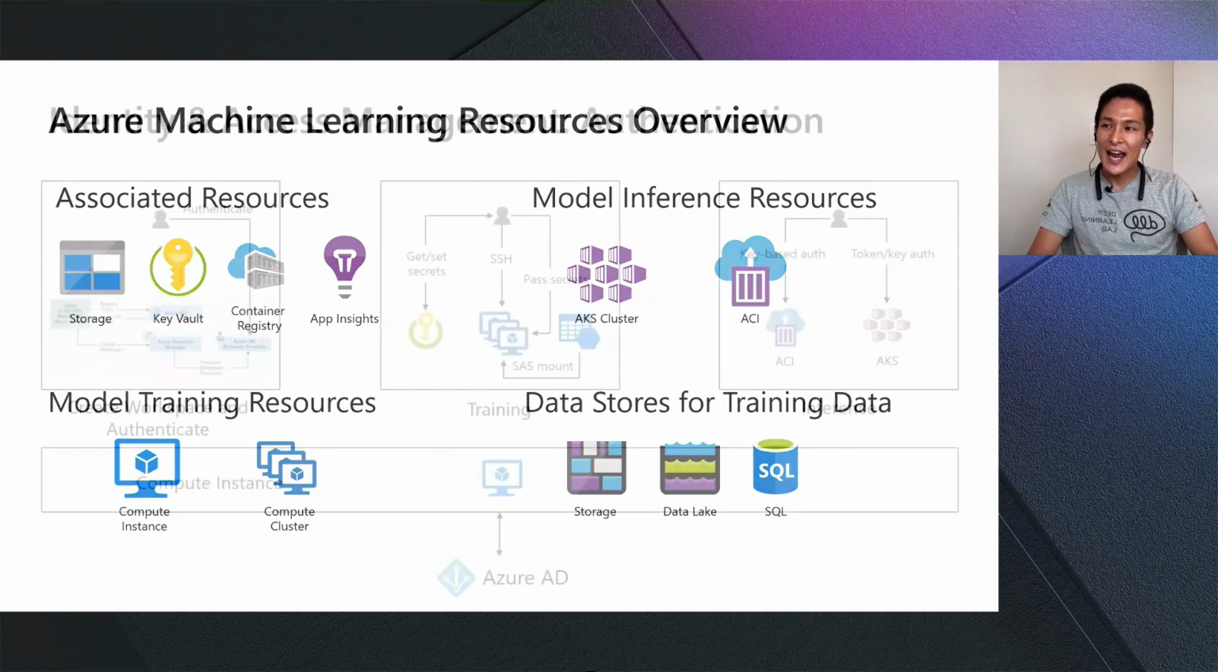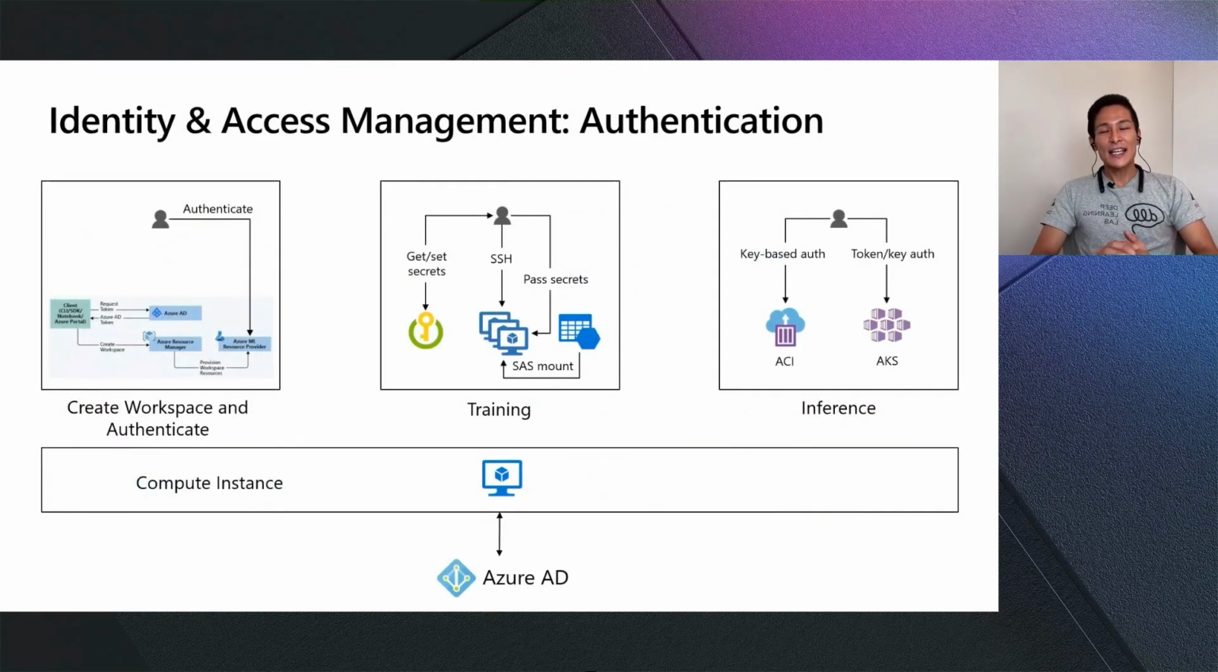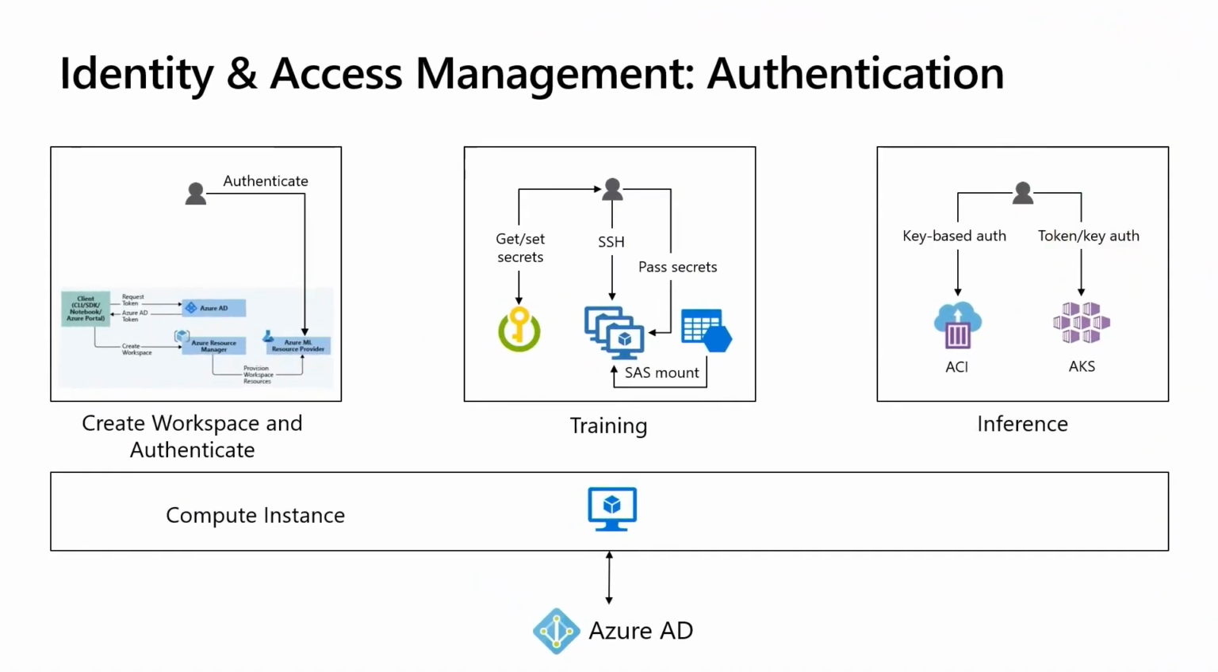So having said that, let me move on to the security considerations: identity, data, and network. The first one is identity. Identity has two sides, authentication and authorization. For authentication, we have good coverage of authentication mechanisms. For workspace creation and workspace access, we support multiple authentication methods: interactive authentication, Azure CLI authentication, service principal, and managed service identity.